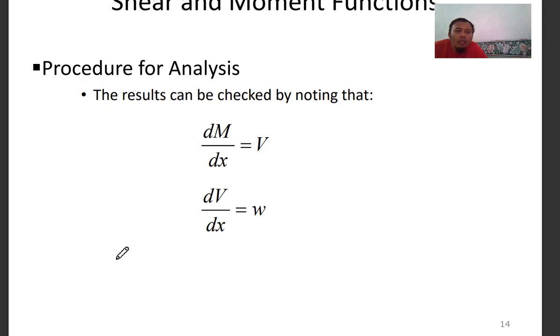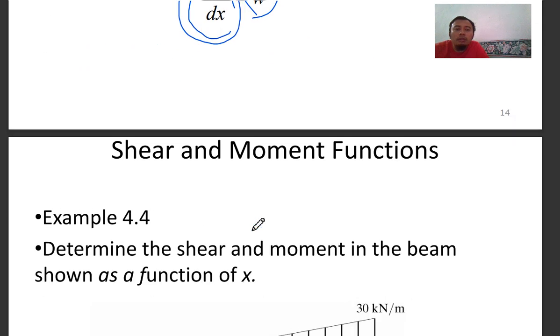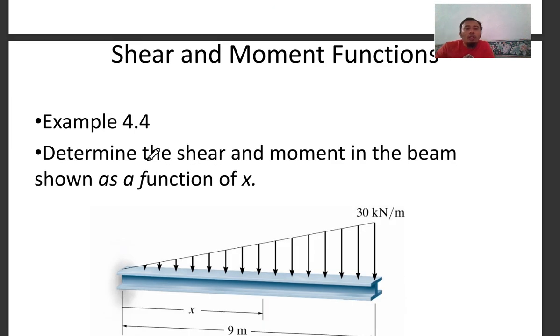And the results can be checked by noting that when you differentiate the moment function, you get shear, and then when you differentiate the shear function, you will get the distributed load.